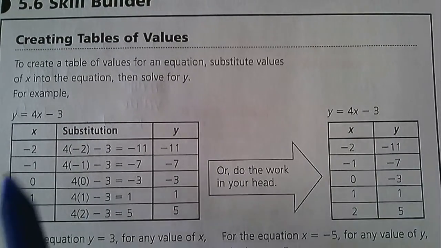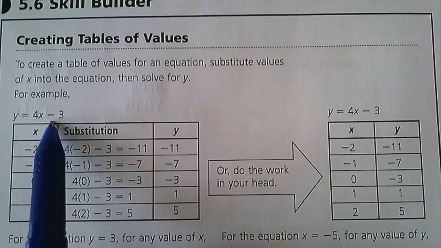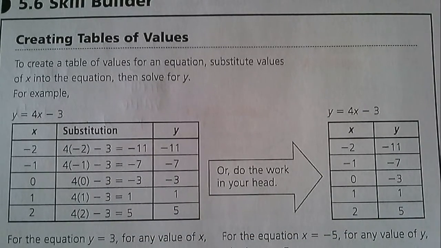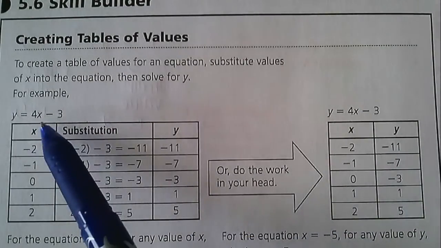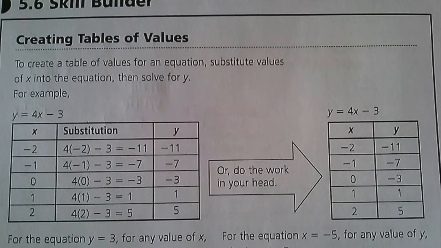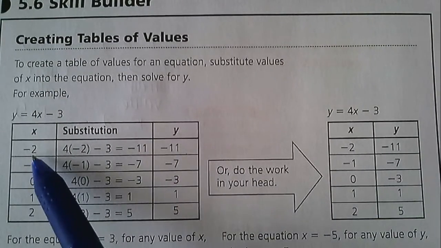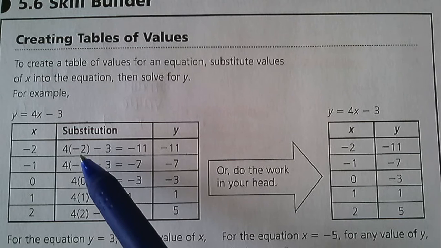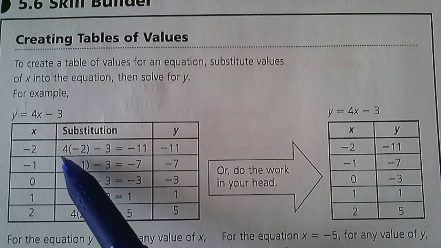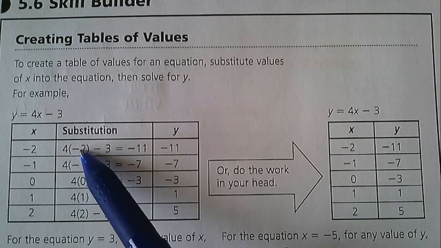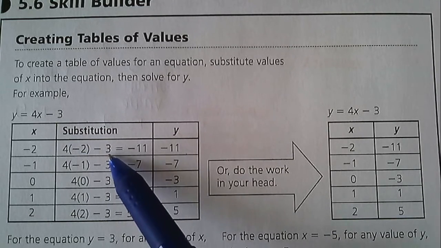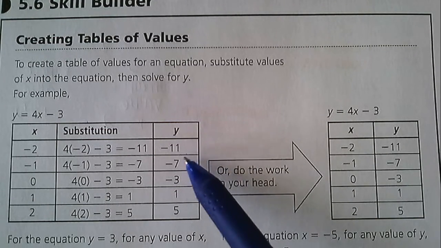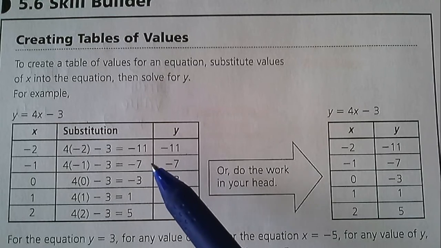In this case, they've given us the equation y is equal to 4x minus 3. And then they've given us a table of x values in which we need to substitute that x value into our equation to get our value for y. So in the first one here, they've shown you if x is equal to -2, that means anywhere there is an x in the equation, we need to substitute -2. So here they've done 4 times -2, which is -8, minus 3, which gives us -11. So that means that y is equal to -11. You can see they've done the same thing here for all of the rest of the values.